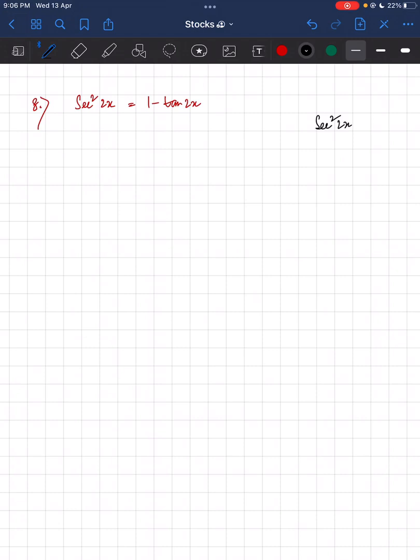sec square theta minus tan square theta is equal to 1. So from here sec square theta is 1 plus tan square theta. So in place of sec square 2x I will write 1 plus tan square 2x is equal to 1 minus tan 2x. Now we'll arrange this. You will get tan square 2x plus tan 2x, and this 1 gets cancelled. You see this 1 gets cancelled. So we have tan square 2x plus tan 2x is equal to 0.